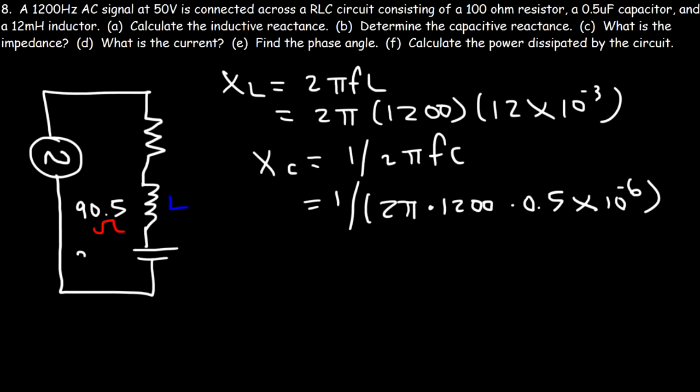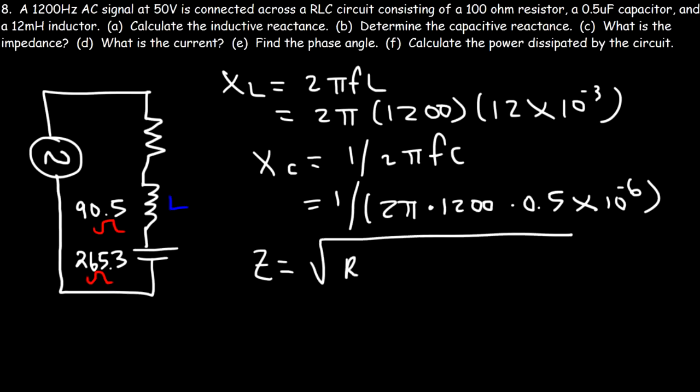And so that's going to be about 265.3 ohms. So now we can find the impedance. Z is going to be the square root of R squared plus (XL minus XC) squared. So let's plug it in.